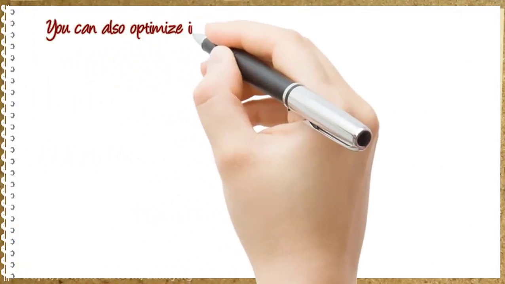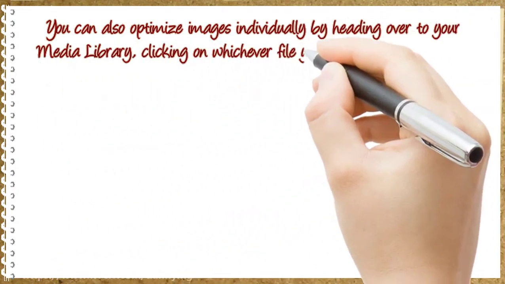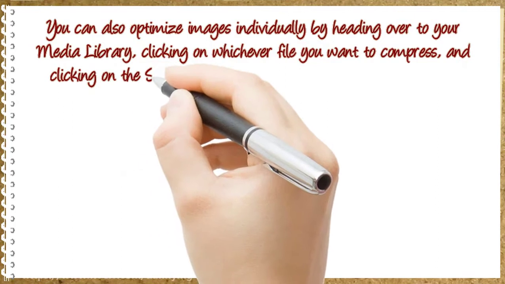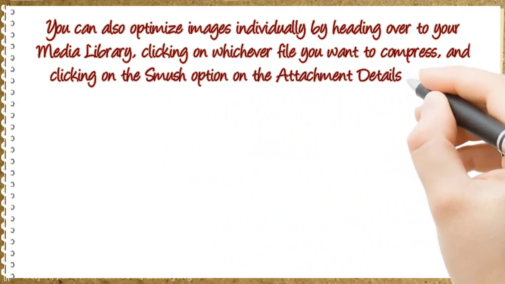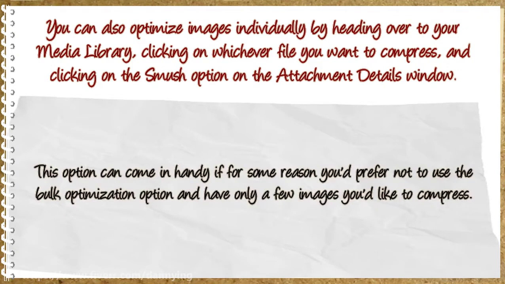You can also optimize images individually by heading over to your media library, clicking on whichever file you want to compress, and clicking on the Smush option on the Attachment Details window. This option can come in handy if for some reason you'd prefer not to use the bulk optimization option and have only a few images you'd like to compress.